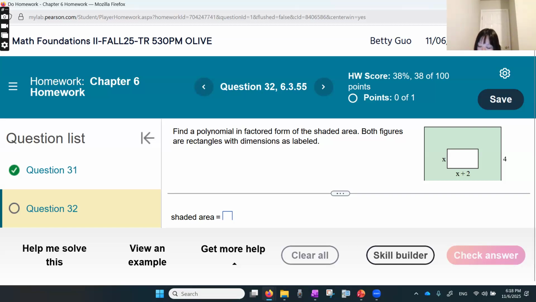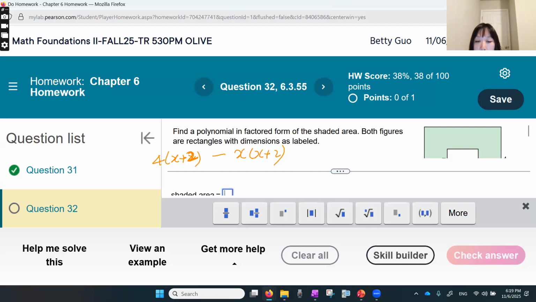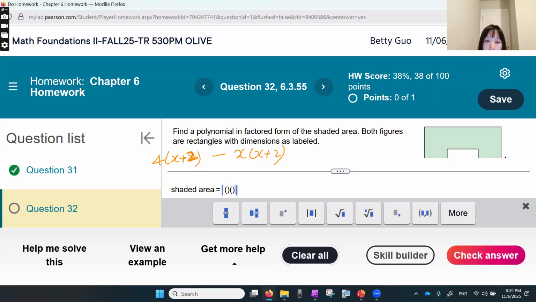The bigger rectangle is base times height, 4 times x plus 2, minus the area of the smaller rectangle, which is x times x plus 2, right? You see that? Agree? Yes. And then look at that. Those two parts have a common binomial factor x plus 2. Factor x plus 2 out. And then it would be 4 minus x. Exactly, 4 minus x. And then done.